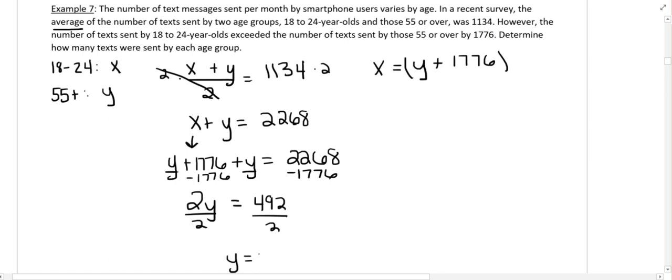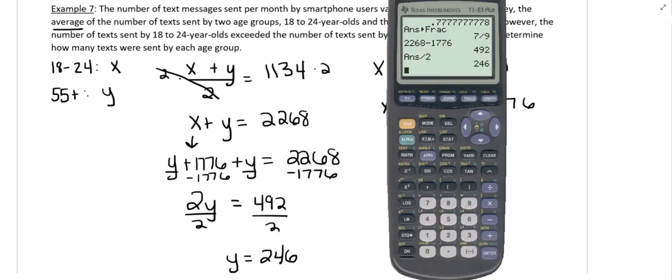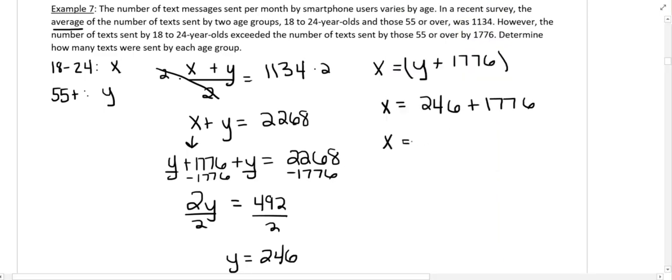So that means the 55 and plus group sent 246 texts per month. Okay, and then the 18 to 24-year-old group is just y plus 1776. So that's just going to be 246 plus 1776. And that's going to be 2022. So 18 to 24-year-olds sent 2022 texts per month.